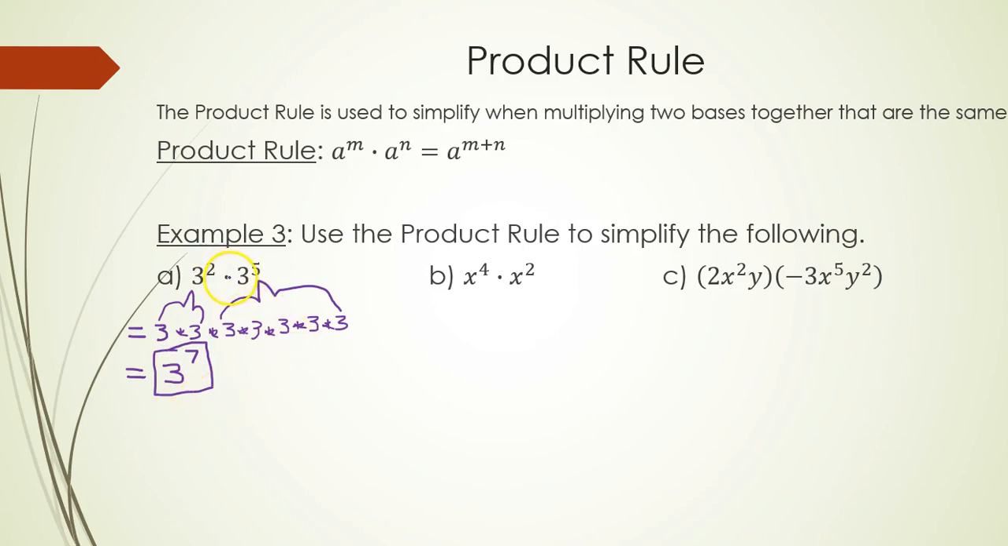When you're multiplying two bases together that are the same, you can just add the exponents. 2 plus 5 gives you 7. That's what the product rule is telling me. If you're multiplying and the bases are the same, add the exponents.